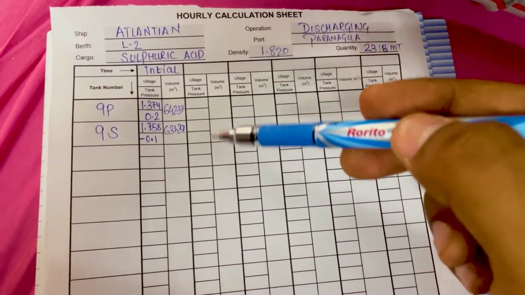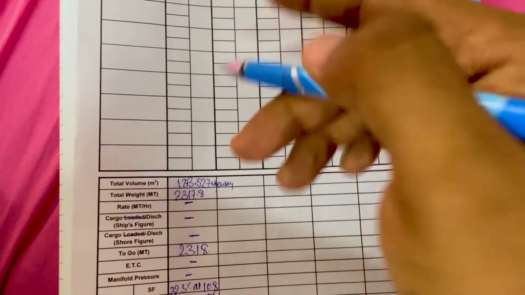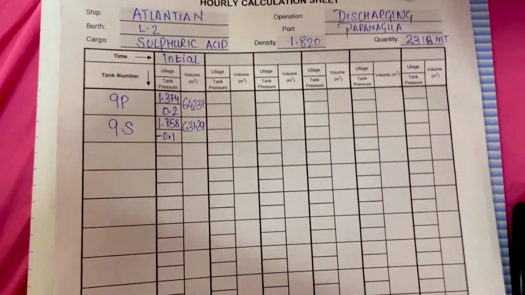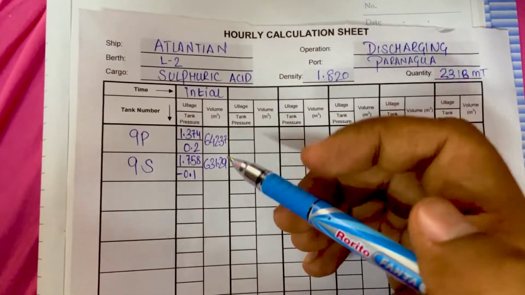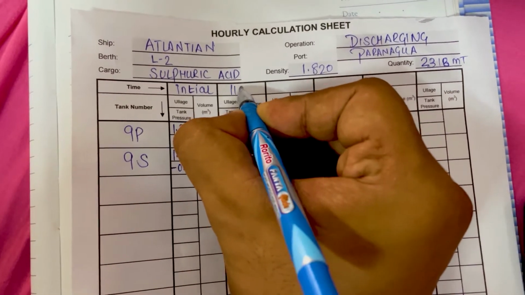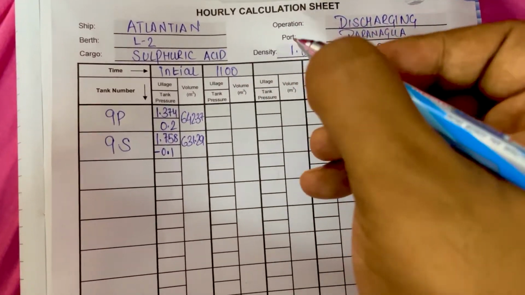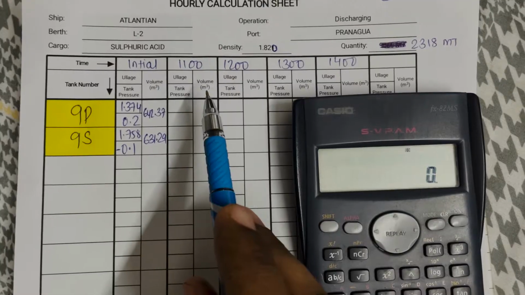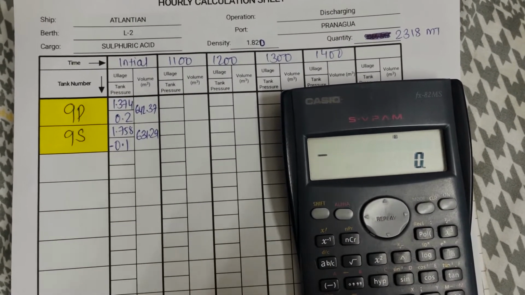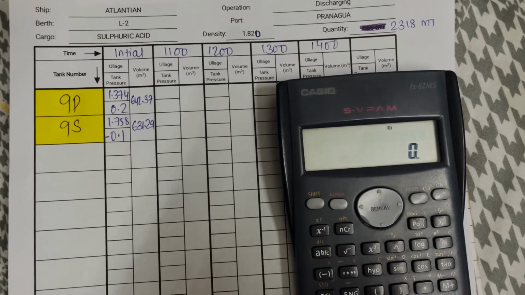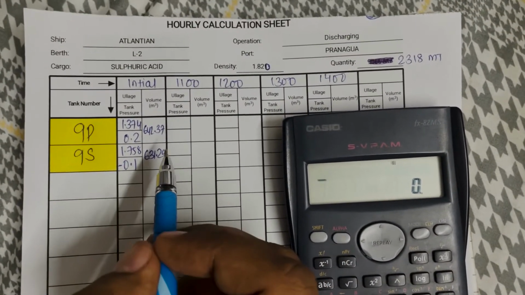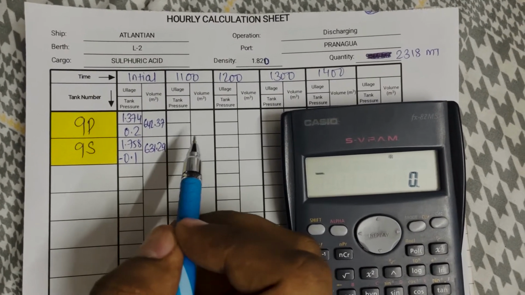So now this is my initial hourly calculation sheet. I have written down all the figures initially. This is just before discharging. Now once we start discharging, we would write down. So now let's say at 1100, the next hour after we started discharging, at every hour we will check the ullage in our cargo panel. So we'll go to our cargo panel, we'll check what is the ullage and pressure, we'll note down in the hourly calculation sheet, and we'll calculate the cargo on board.